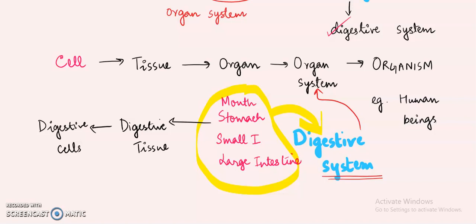So in this chapter, we are going to study the organs that are there in each organ system, and their functions. Okay. I hope you have liked the introduction to chapter number 6, life processes.